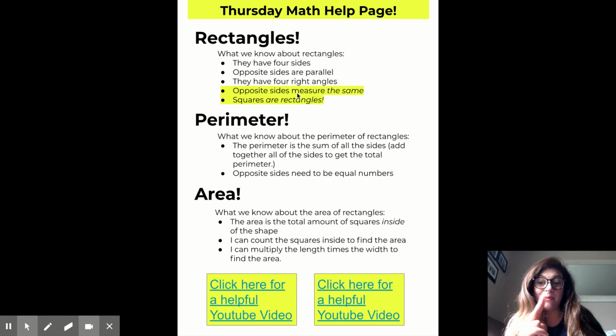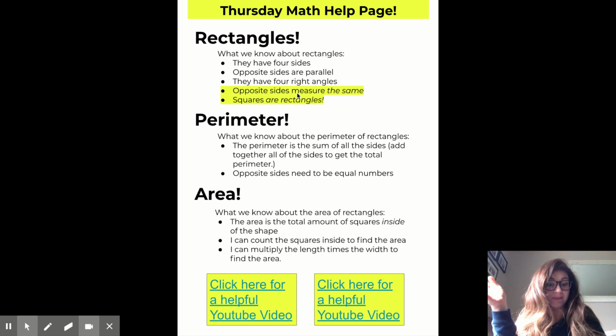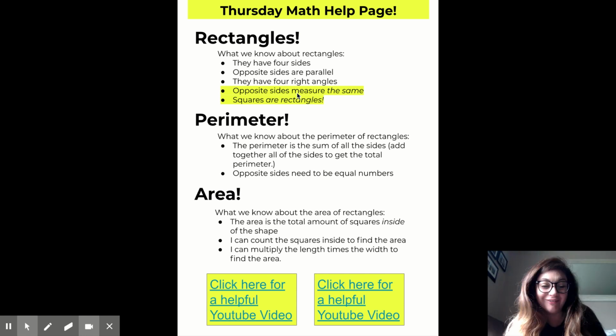And what we already know about area is that the area is the amount of squares that are inside of the shape. So I can find area in a few different ways. I can count all of the squares inside of the shape to find the area, or I can multiply the length times the width. Okay, going back and looking at our rabbit homes.